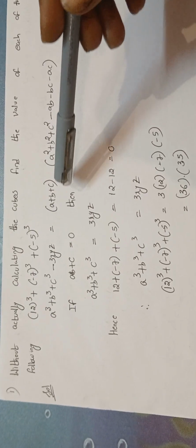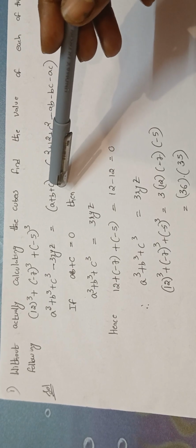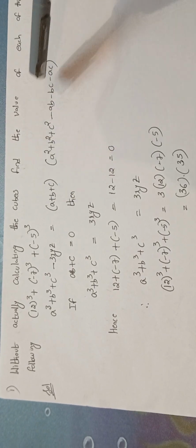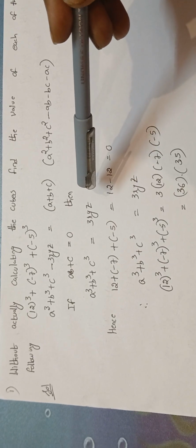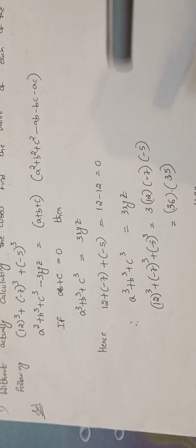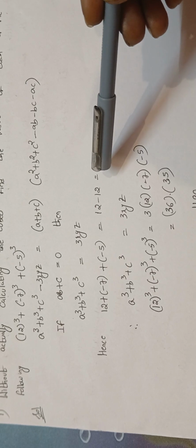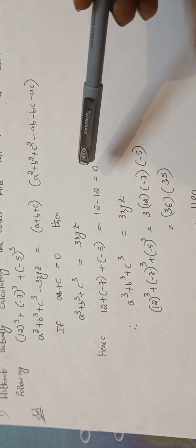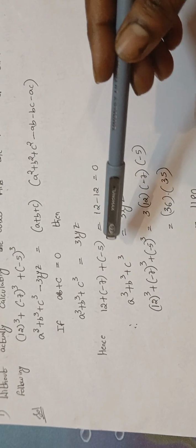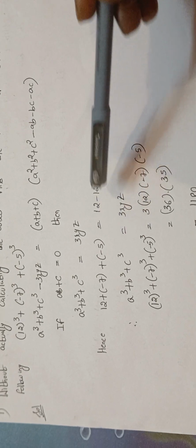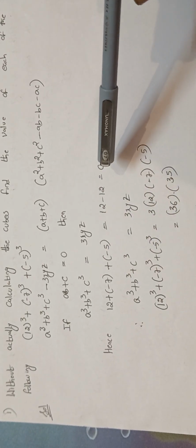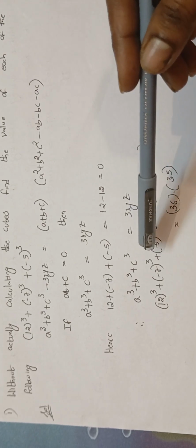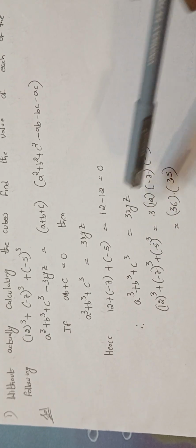In this formula, if a plus b plus c is equal to 0, then this part becomes 0 and a cube plus b cube plus c cube is equal to 3abc. And now a is 12, b is minus 7, c is minus 5. a plus b plus c is 0: 12 plus minus 7 plus minus 5 is equal to 0. Now a cube plus b cube plus c cube is equal to 3abc.